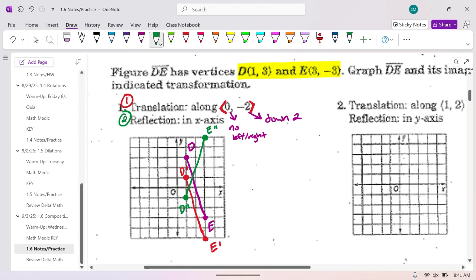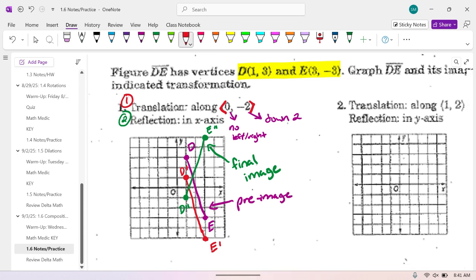So the green image is our final image after doing 2 transformations on the pre-image. The purple is the pre-image, the red is your first image, and the green is your final image.